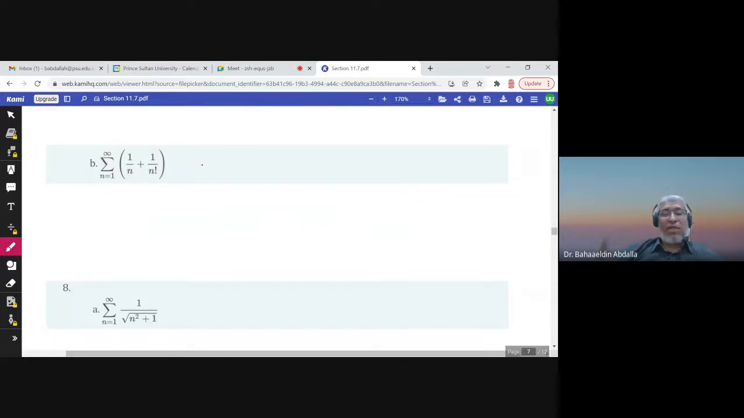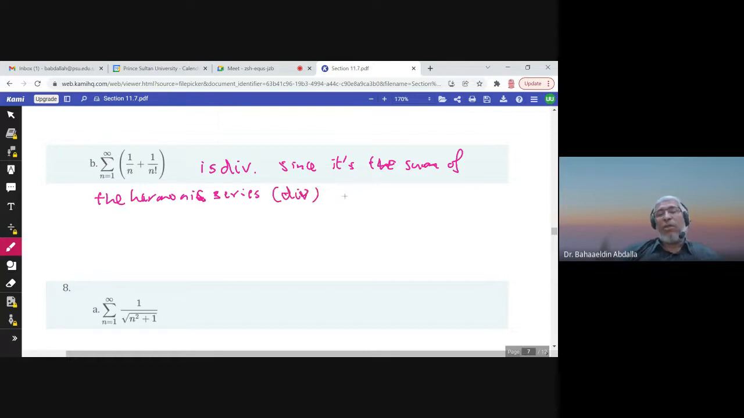While here, this series is divergent immediately. Why? Since it is the sum of the harmonic series, and the harmonic series is divergent, and a convergent series, summation 1 over n factorial. Of course, this is convergent. We have just proved it. So the sum of divergent plus convergent will be divergent. So this series is divergent.